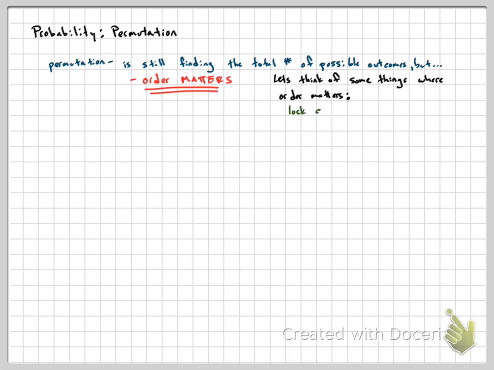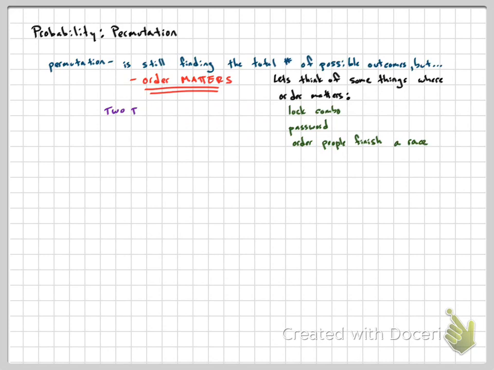So let's think about some things where order matters. The first thing is like a lock combo, right? When you're making a combination for a lock, if you put the order in incorrectly, the lock's not going to open. So the order matters. Also, we have passwords. Obviously a password is very similar to a lock combo. The order that you put the letters in matters. The order of people finishing in a race. First place is different than third place. So again, order matters.